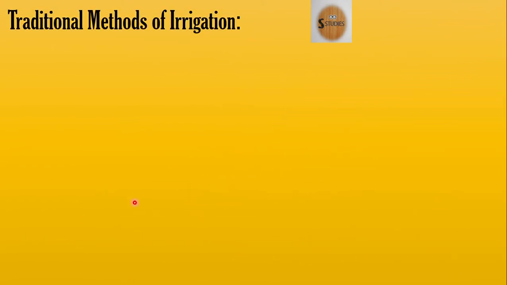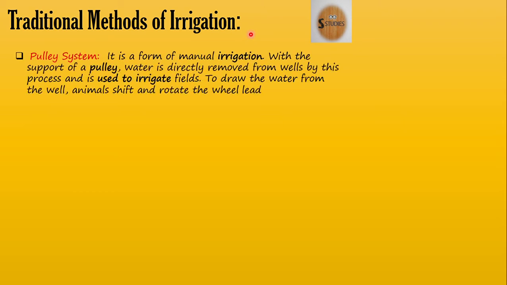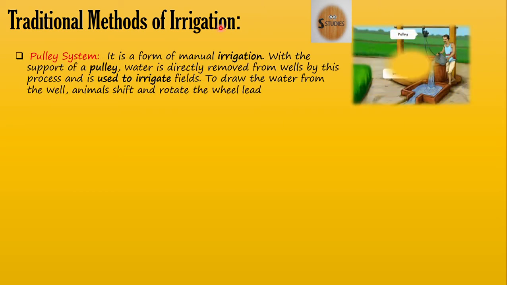Now, we're going to see the traditional methods of irrigation. First, let's see about the pulley system. It is a form of manual irrigation, meaning humans do the irrigation. With the support of a pulley, water is directly removed from wells by this process and is used to irrigate the fields. To draw the water from the well, animals sometimes rotate the wheel. So this is generally done manually, but sometimes they use animals.